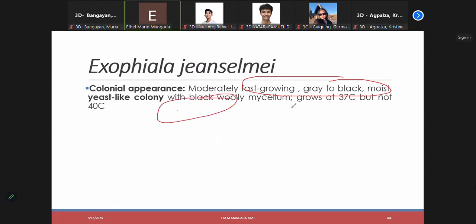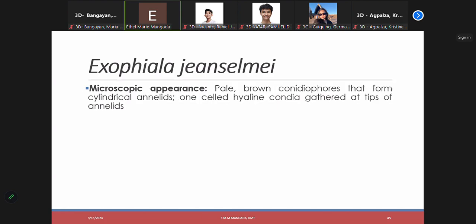Okay? So, they grow at 37 degrees Celsius, but not at 40 degrees Celsius. That's your Exophiala jeanselmei. Okay? Next, in microscopic exam, they show pale brown conidiophores that form cylindrical annellides. Okay? And they have no conidia at tips of their annellides.